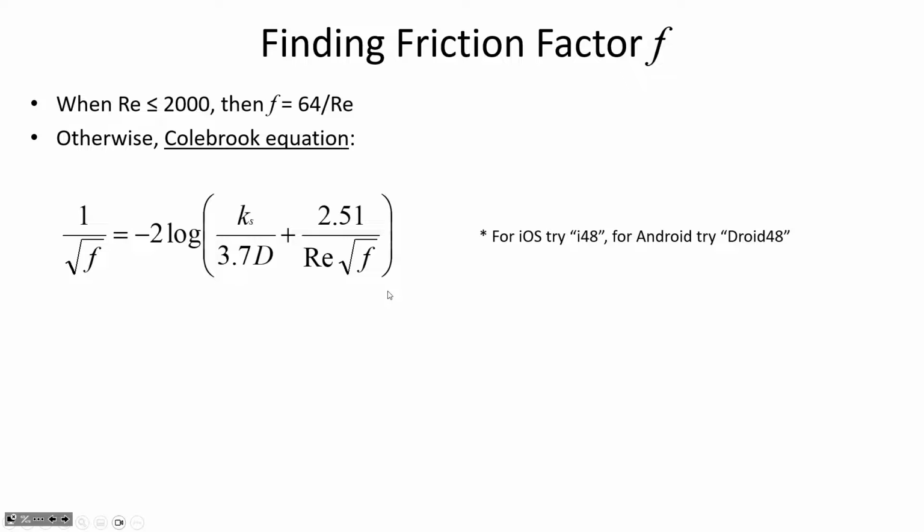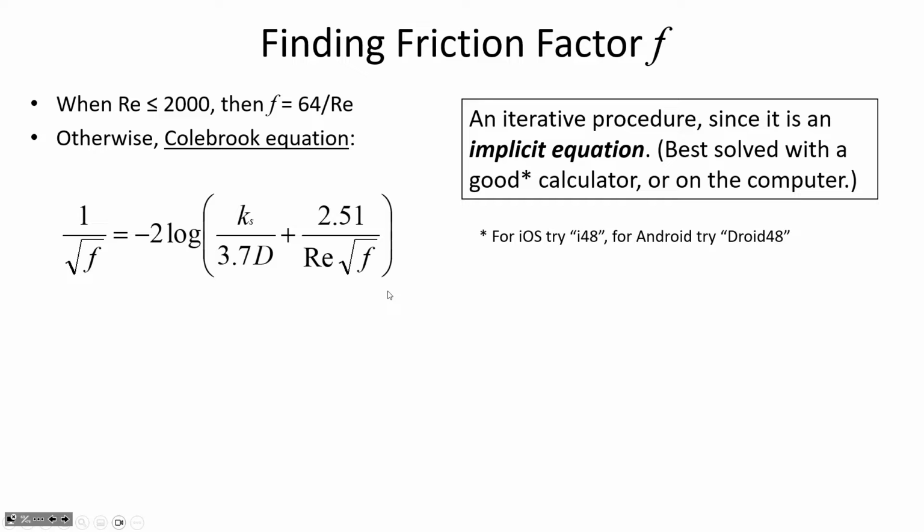implicit. And by implicit, what I mean is the unknown we're trying to solve for, the F value, you'll notice it's on the left-hand side of the equation and it's also on the right-hand side of the equation. And no amount of algebraic rearranging is going to allow us to isolate the F in that expression. So it's best to solve this equation either with a good calculator or using Excel. You can do trial and error, hand calculations, but it'll take you a long time, probably more time than you want to invest in it.